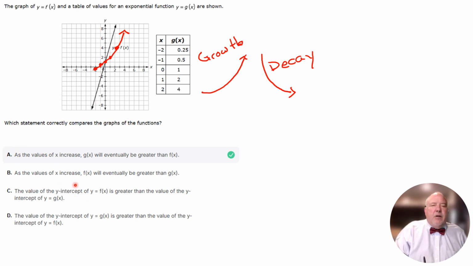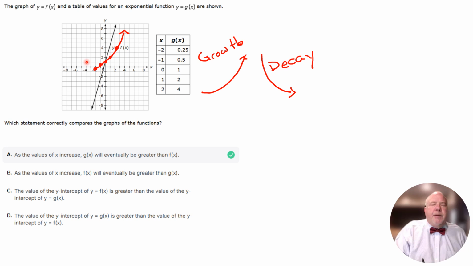B says as the value of x increases, f of x will eventually be greater than g of x. So that's just the opposite. And then C says the value of the y-intercept is greater than the value. No, they have the same y-intercept. And D has the same thing about the y-intercepts.